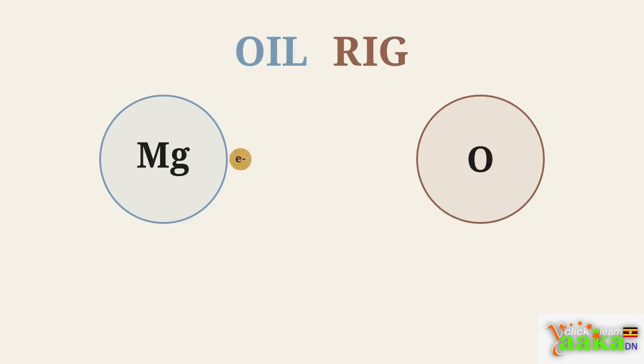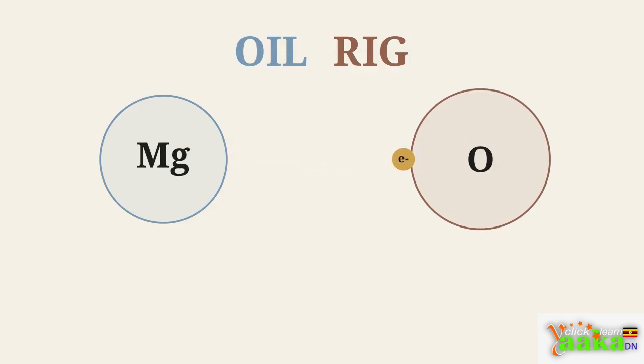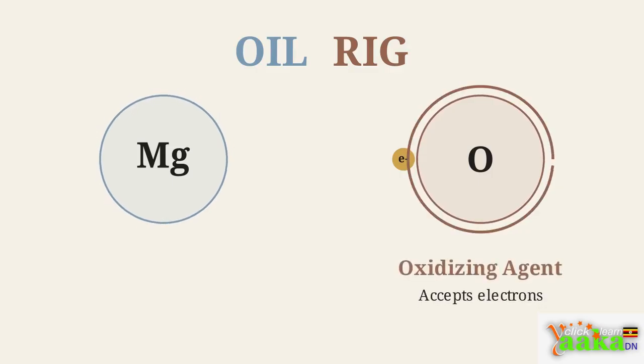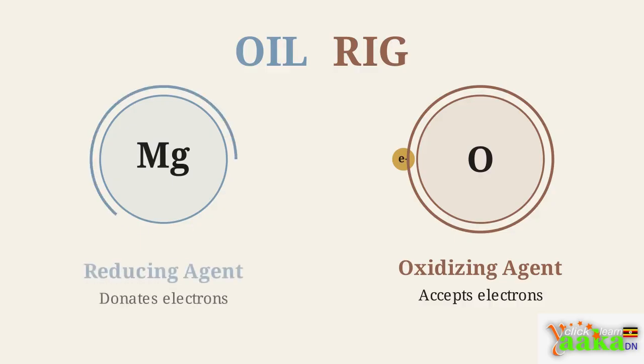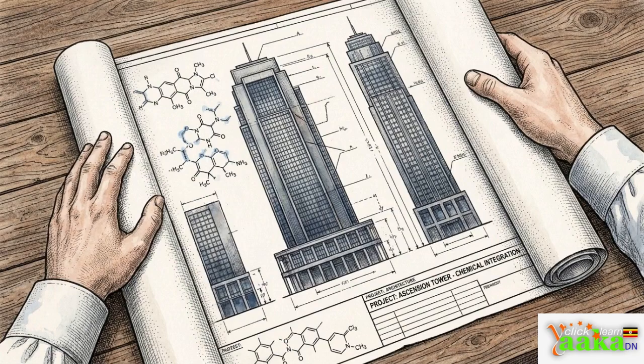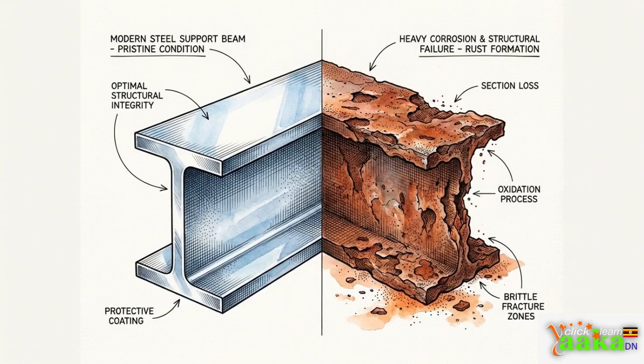So if magnesium loses its electrons to oxygen in a chemical reaction, who is the thief and who is the victim? The atom stealing the electrons, in this case oxygen, is the oxidizing agent. The atom donating its electrons, magnesium, is the reducing agent. The oxidizing agent accepts the electrons, while the reducing agent donates them. Engineers rely on this specific, slightly counterintuitive terminology to calculate exactly which building materials will stand strong against the elements and which will crumble into dust.